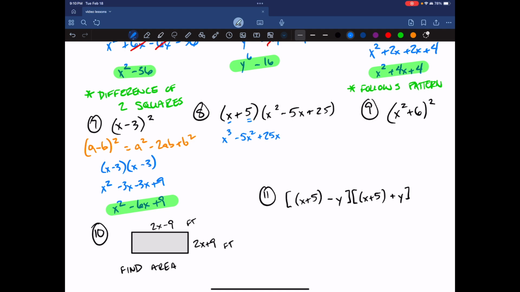Then I move to the next one. I got 5 times x squared, so plus 5x squared. That's going to be minus 25x. And then that's going to be positive 125. All right, clean it up. You have a negative 5x squared and a positive 5x squared, so those are going to fall out. You got 25x and a minus 25x, so those are going to fall out. And this would be x cubed plus 125.